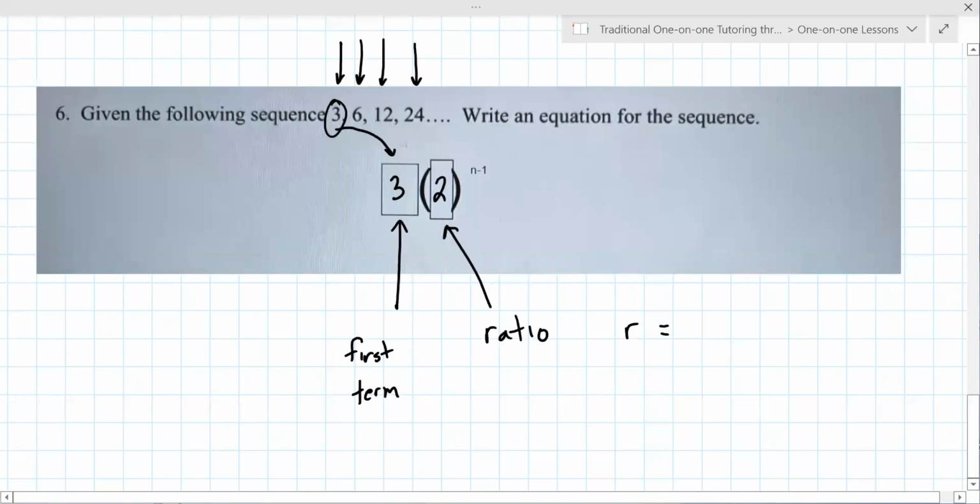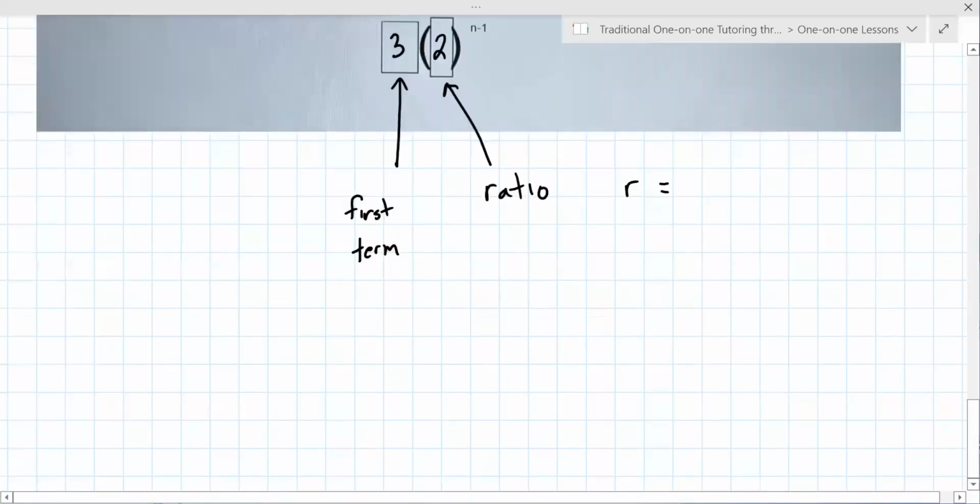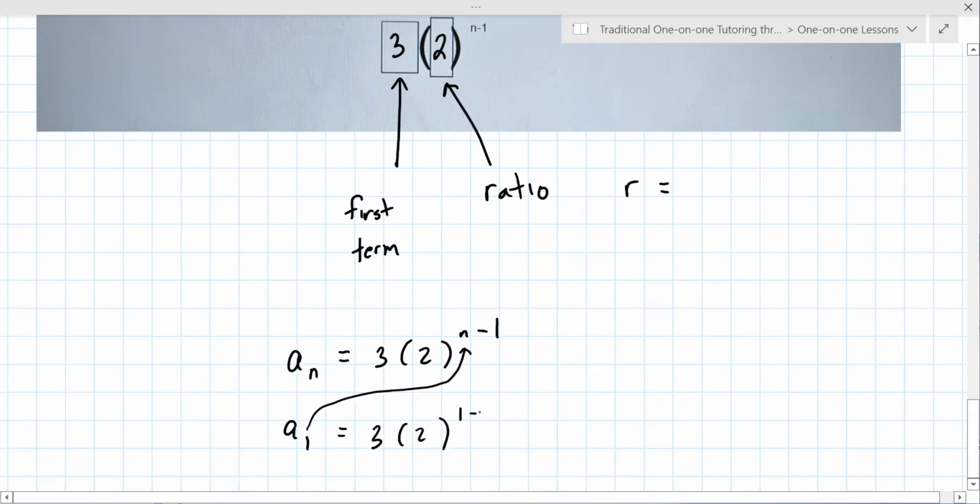Okay, so let me write it out a little differently so you can see this, because this is really what matters here. To get the nth term of the sequence, and we'll talk about this in more detail if we need to, let's say you want the first term. What that means is you put this 1 in for the exponent. So it's 3 times 2 to the 1 minus 1 power, and you would find that this equals 3.